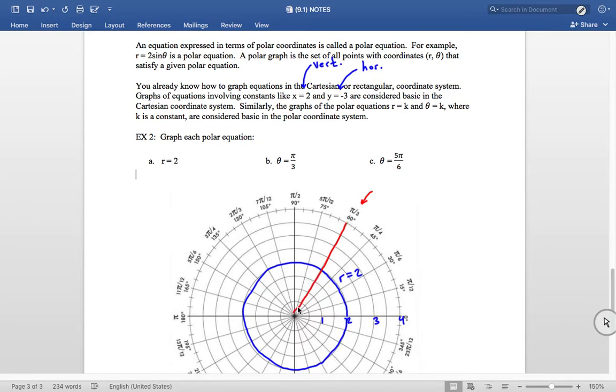Ooh, optical illusion here. I think it's this one right here. Yep, it's the whole line, and that is theta equals pi over 3. So r equals are circular graphs. Theta equals are straight line graphs. Go ahead and graph theta equals pi over 6 on your paper, and well, that's another straight line that goes all the way through here.